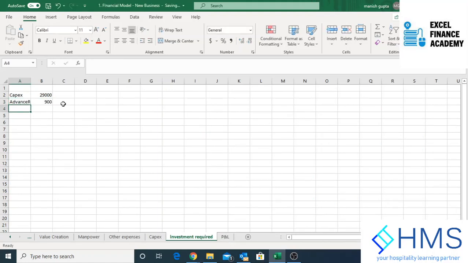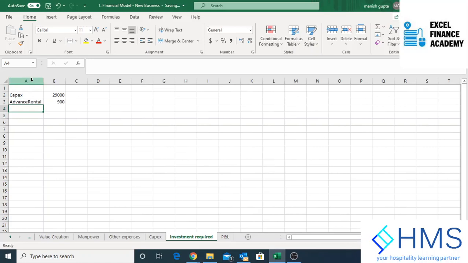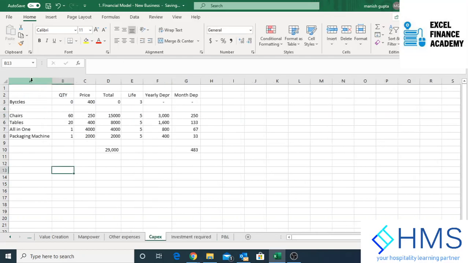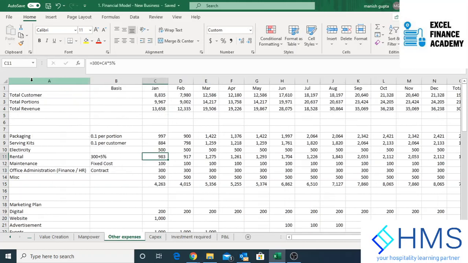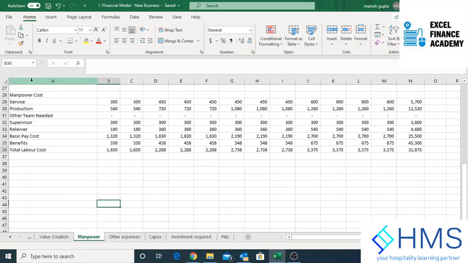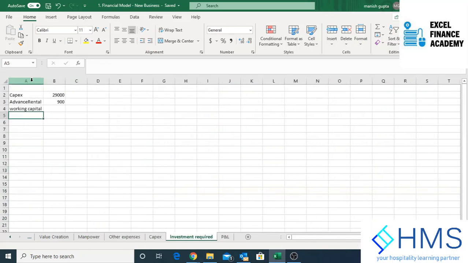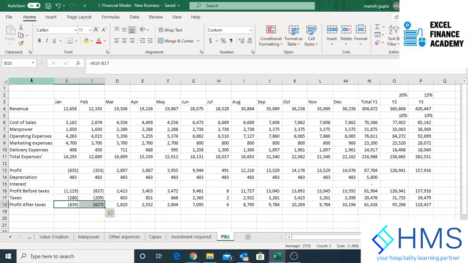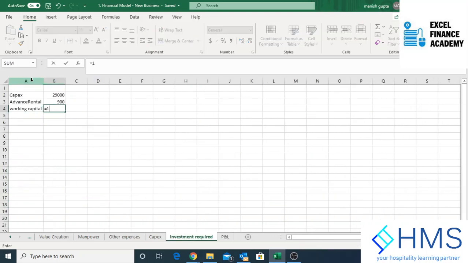We need working capital to buy the equipment and buy things in advance. So let's say we need working capital of 2 months salary. So what is the salary here? Sorry, in the manpower sheet, the salary is about 1,650 per month, so 1,650 times 2 months. So this is what we need extra.